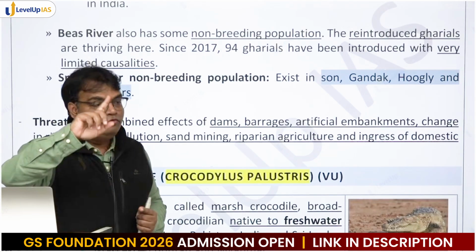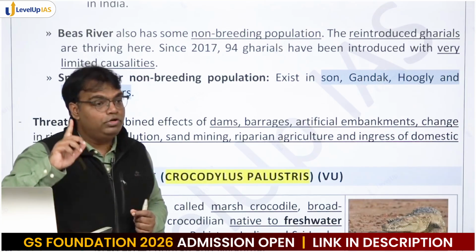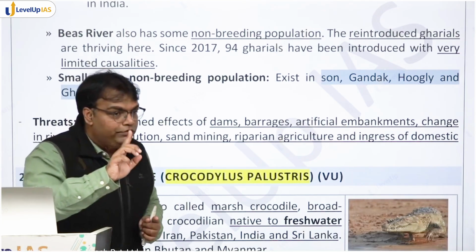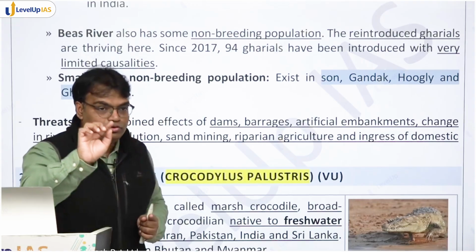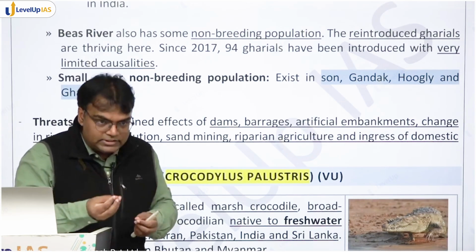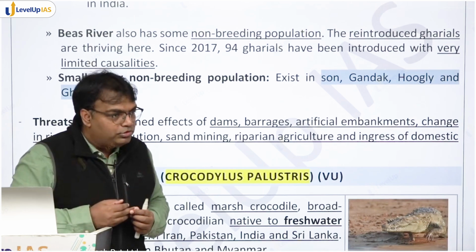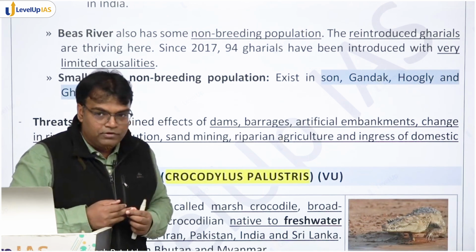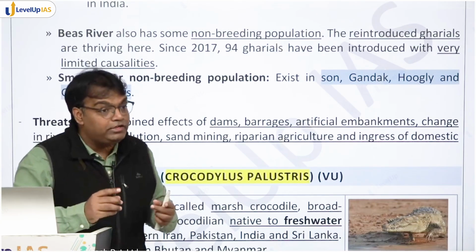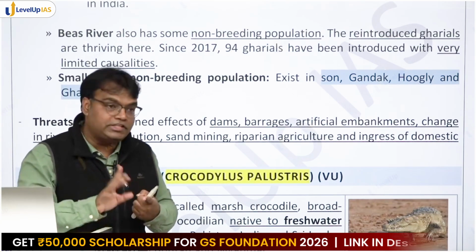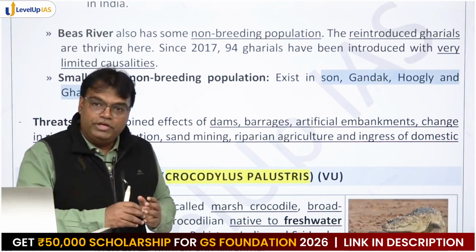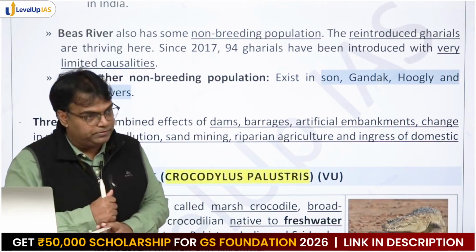Okay, and then where is the breeding population found? Chambal. But in the last 3 years, what has happened? Even in Odisha's Mahanadi, in May 21, May 22, May 23, we have seen hatchlings. Hatchlings are the kids who come out when eggs hatch. We have seen hatchlings in Mahanadi also. Maybe the population is thriving, but breeding has not occurred yet, though it is expected that it may happen. And then there are other parts where we have a non-breeding population.